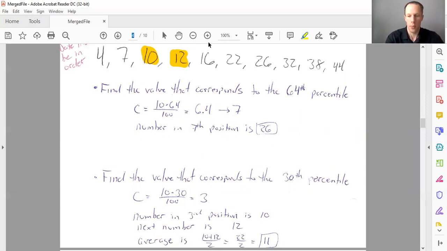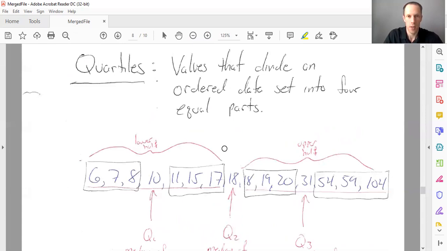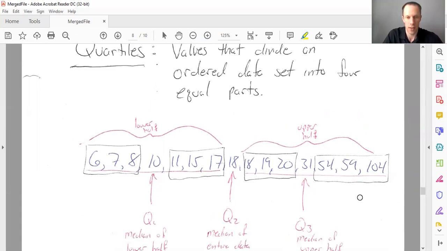Okay, so one more way that we can talk about the position of a data value, and that's with something that we call quartiles. So quartiles are going to be values that divide an ordered data set into 4 equal parts. Okay, so here's a data set. You can see the numbers that are here.